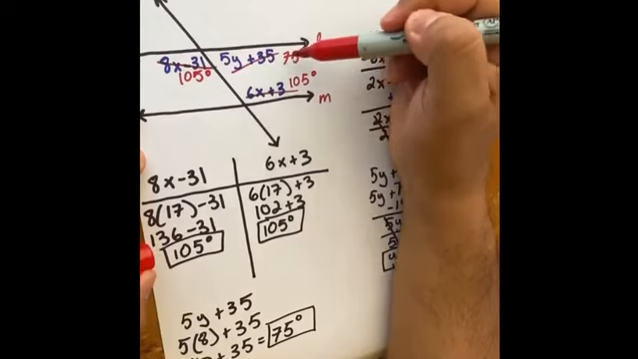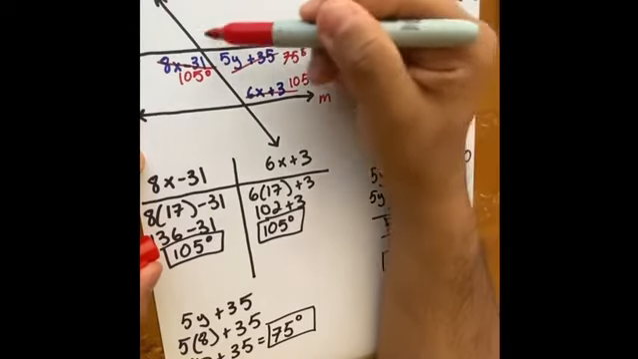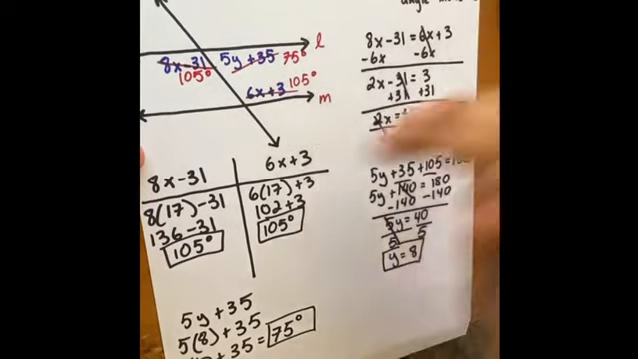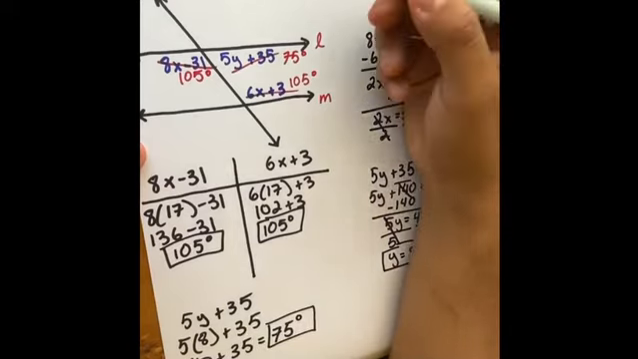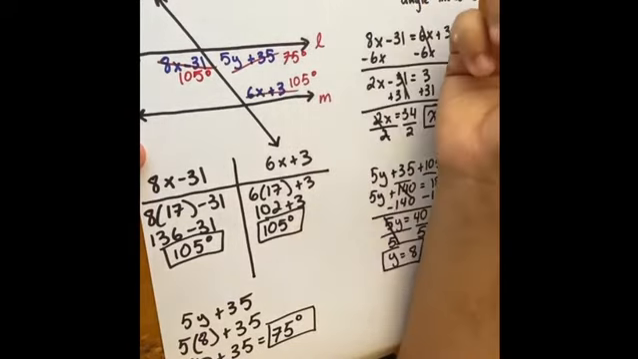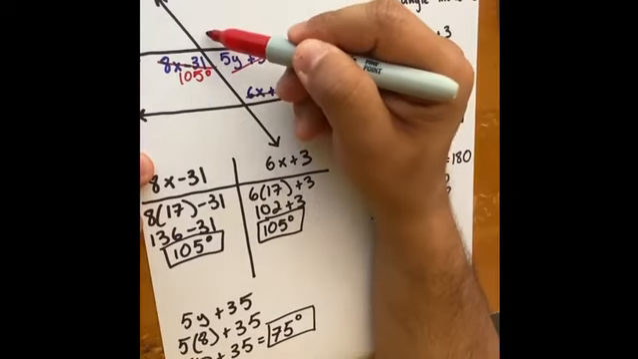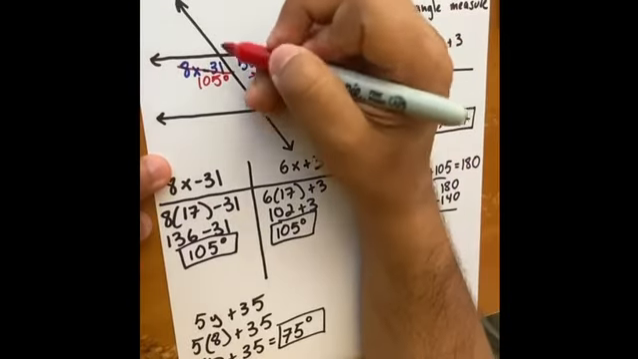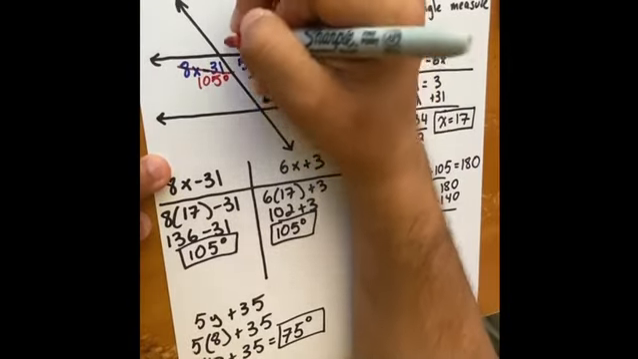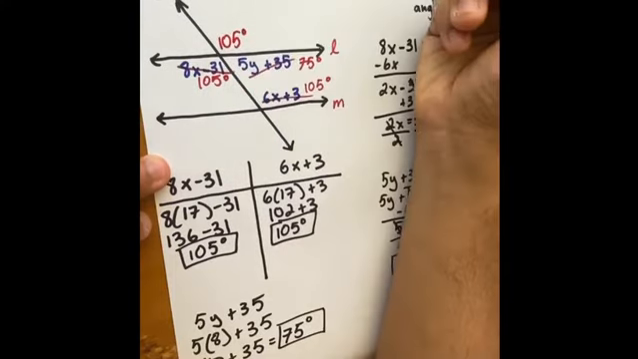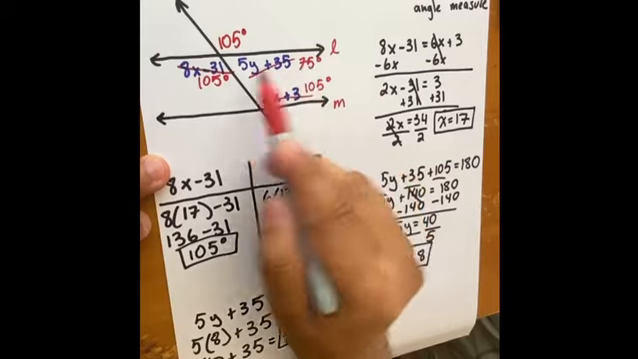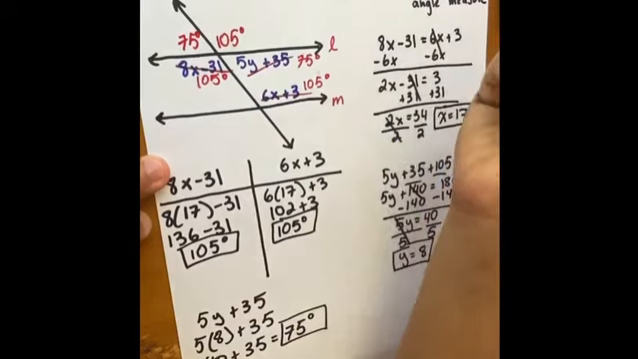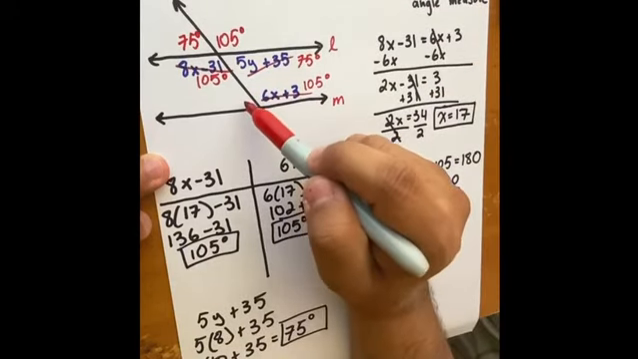Let's use 105 and 75 degrees to complete all of these missing angle measures in the parallel lines cut by a transversal. Now I don't have to do any more algebra. I can just use vertical angles and linear pairs to find the rest of these angle measures. Well, this angle and this angle are vertical angles. Vertical angles are congruent. So if this angle measure is 105, this angle has to be 105 degrees as well.